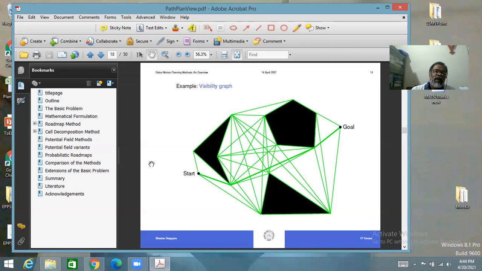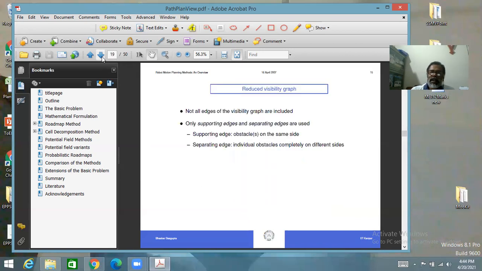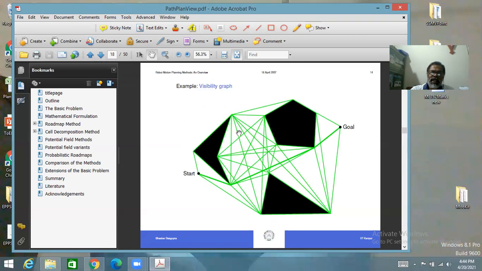Okay. So now we start arguing that this visibility graph has too many edges. All these edges are perhaps not necessary. For example, consider this edge.